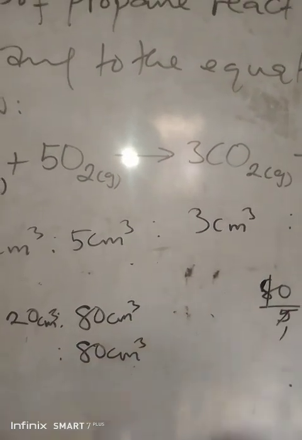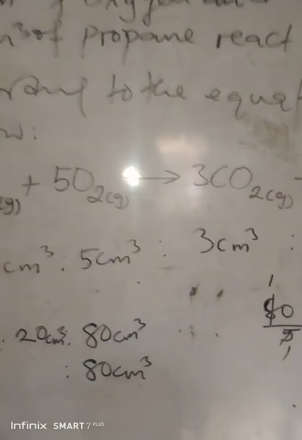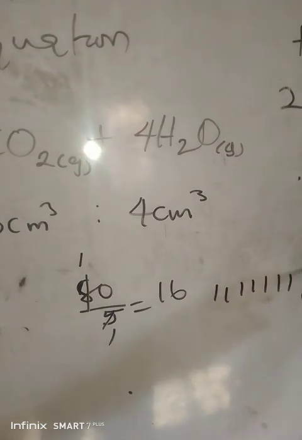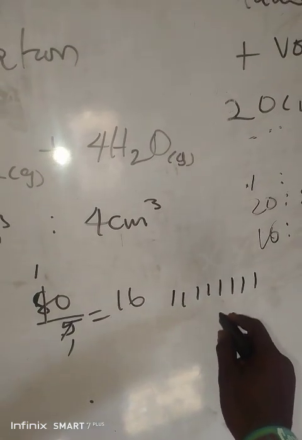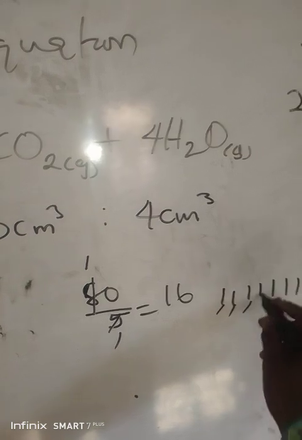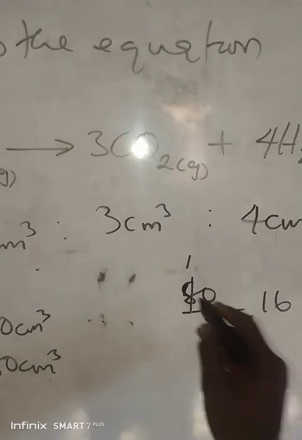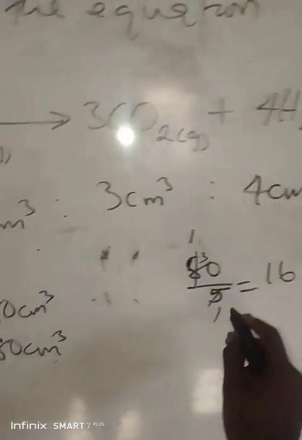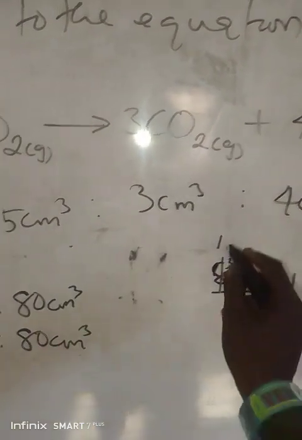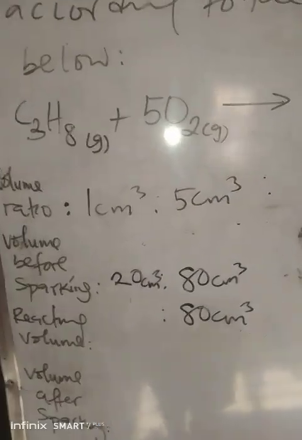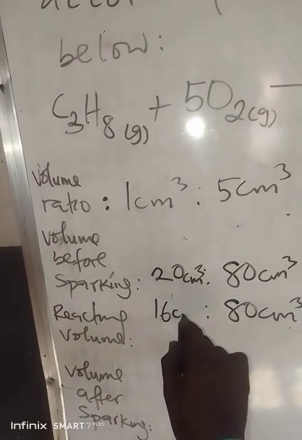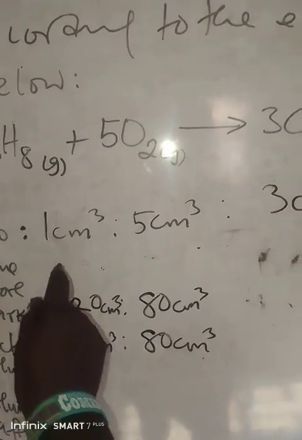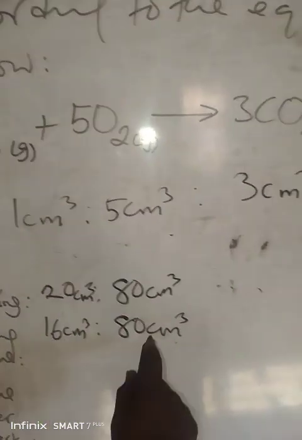5 in 8 goes 1, remainder 3. Count 1, 2, 3, 4, 5, 6, 7, 8. So 1, remainder 3. I put that 3 here. That's 30. So 5 goes into 30 six times. So 16. It now means that it is 16 cm³ that will be here. If I say 16 here is 1, then 16 here will give me this 5. So this is the right thing.